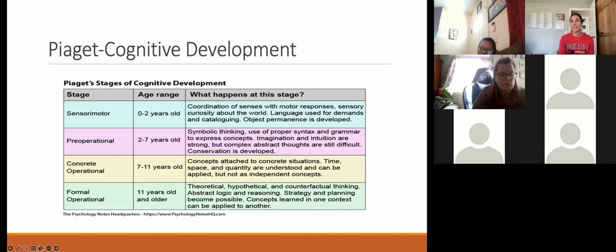Maslow, remember we start at the bottom of the triangle and we work our way up. So we have to have our basic needs, our physiological needs met before we can move on. So air, water, food, elimination, and rest. Then we're going to be worried about our safety. So our physical, emotional security. Do we have a shelter? Do we have a home?